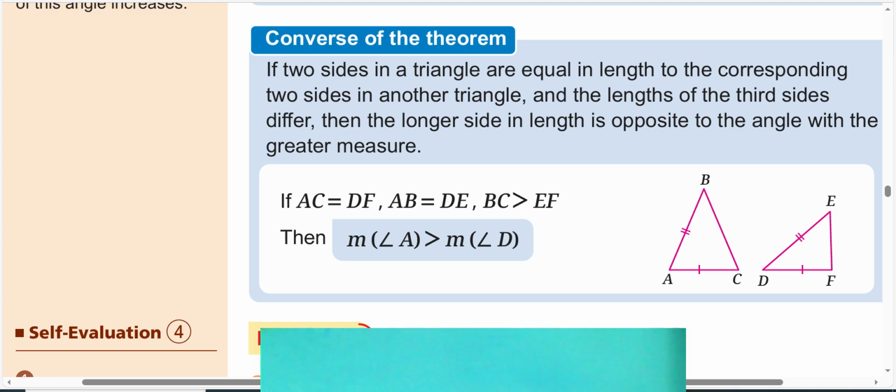Converse of the theorem: if two sides of a triangle are equal in length to the corresponding two sides in another triangle, and the lengths of the third side are different, then the longer side in length is opposite to the angle with the greater measure, like this. The measure of angle A will be greater than the measure of angle D, because in the two triangles we have two sides equal, AB equal DE and AC equal DF, and BC greater than EF, so the opposite angle A is greater than angle D.